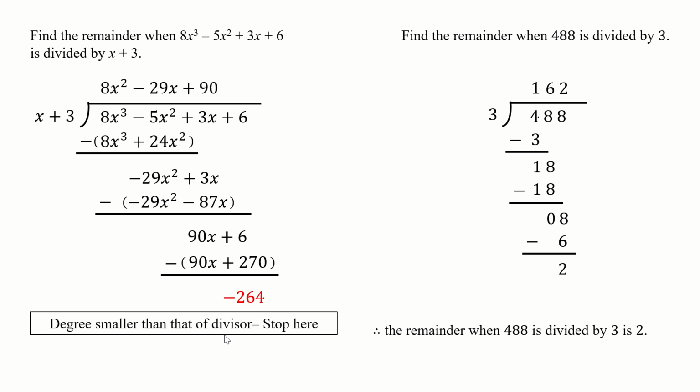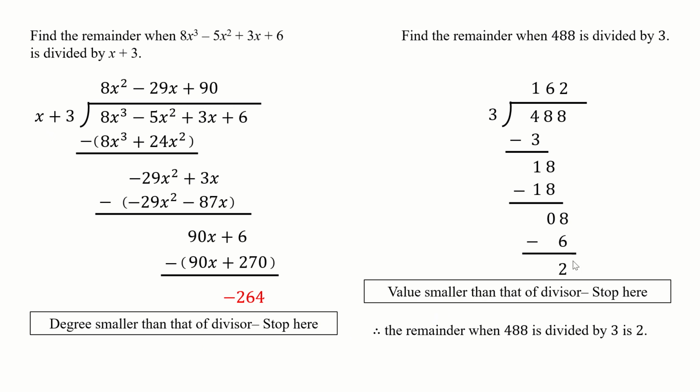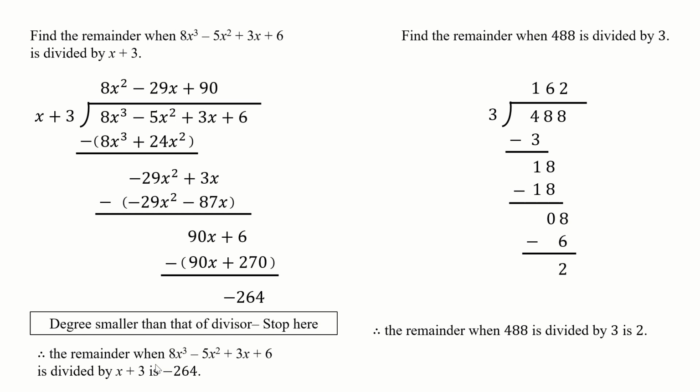If I compare this situation with numbers, we stopped just now because the value 2 is smaller than the divisor. But for polynomials, we don't have values to talk about at the moment, so we just consider the degrees. When the degree is smaller than that of the divisor, we stop. And so we can conclude that the remainder when ax cubed minus 5x squared plus 3x plus 6 is divided by x plus 3 is negative 264.